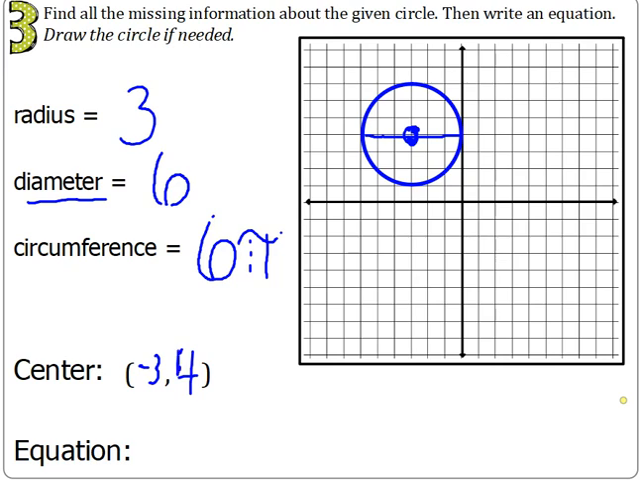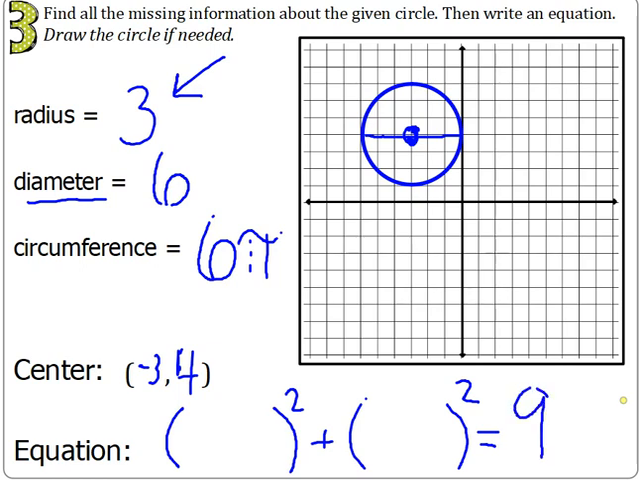All right. Try to get the equation with me. Open, closed, squared, sum of, open, closed, squared, equals. Think of the radius. So if the radius is 3, this is going to be 9, 3 times 3. Here's my x value, here's my y value. The center is at -3, 4, so this will be +3 and -4. This will be the equation of this particular circle.